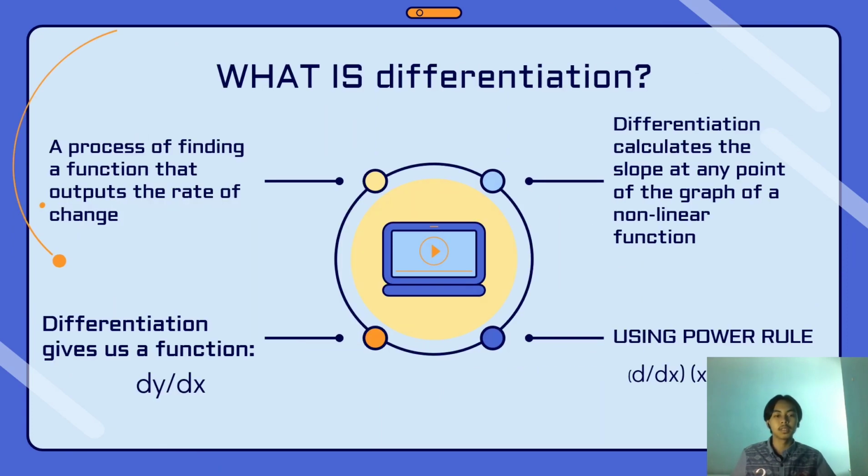What is differentiation? Number 1, it is a process of finding a function that outputs the rate of change that you are going to use in related rates. Number 2, differentiation calculates the slope at any point of the graph of a nonlinear function. Number 3, the derivative has the function dy/dx that we use in solving the derivative answer. And the last one, using the power rule, also known as dy/dx.